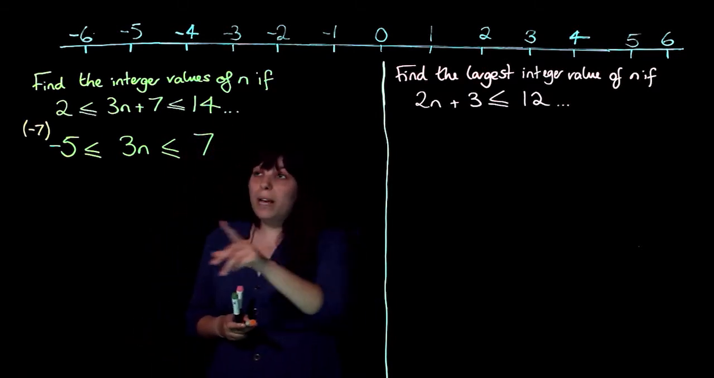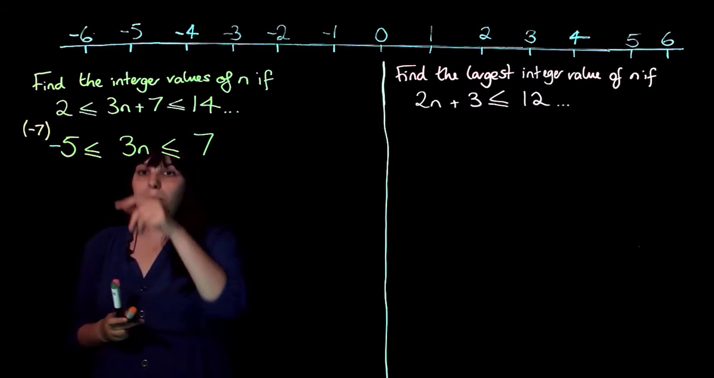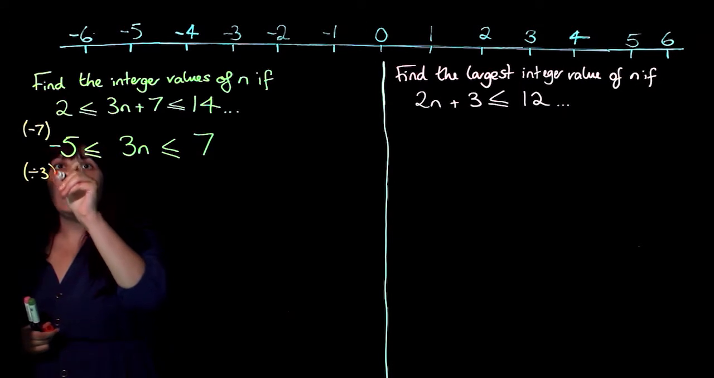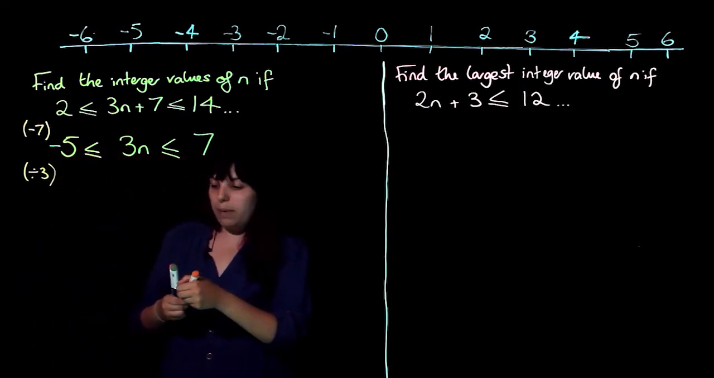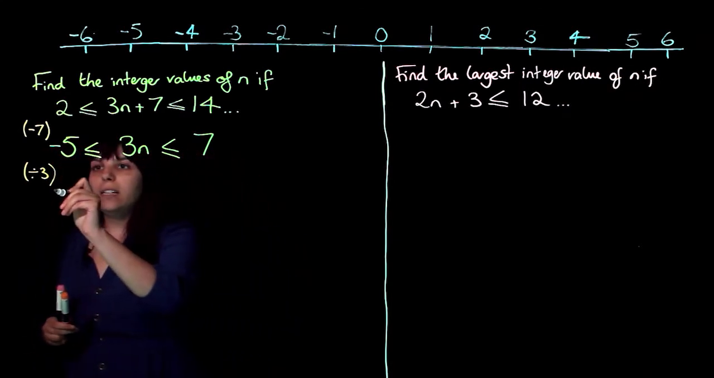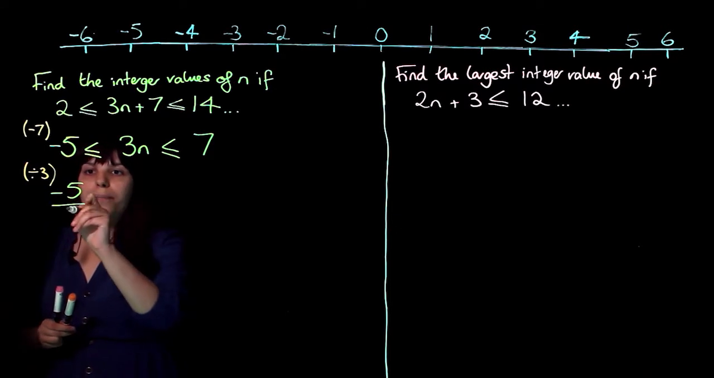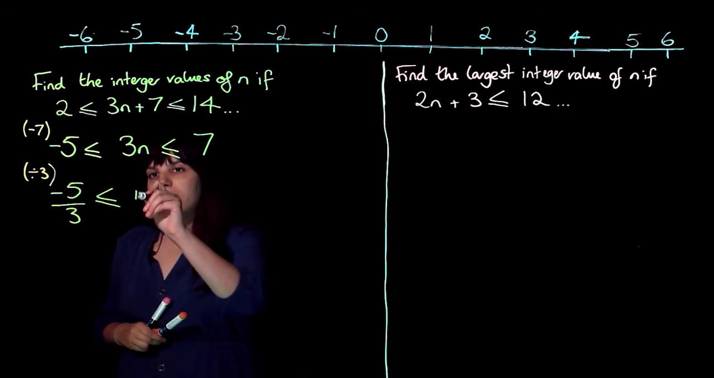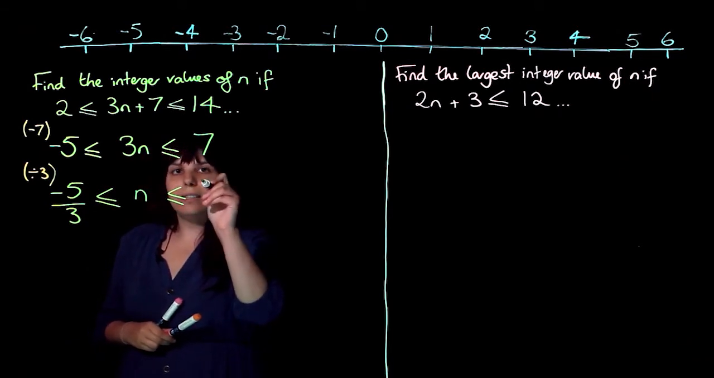Okay, now I still want my n on its own, so I need to get rid of the times 3. And to get rid of times 3, I'm going to divide by 3. And again, that's something that I have to do to all three bits. So we're going to end up with minus 5 over 3, which is less than or equal to 3n divided by 3, which is n, which is less than or equal to 7 over 3.